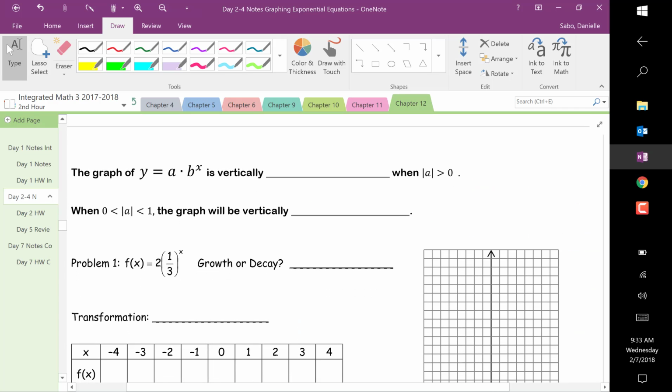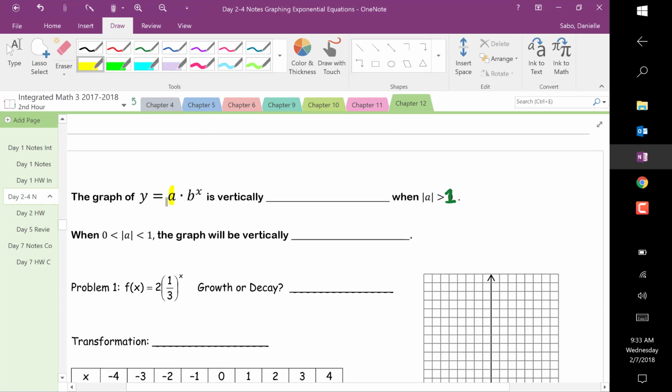So right away, before we start, I want you to change this to a 1. There's a typo on the notes. When the graph has this a value out in front, which we just talked about with the y-intercept, if the absolute value of it is bigger than 1, what's going on? Stretch or compress? Stretch, yeah, I'm going to stretch.